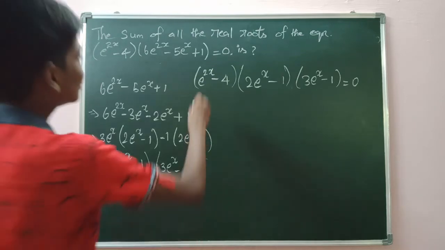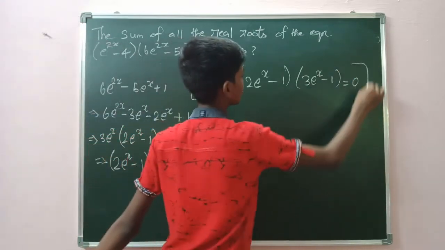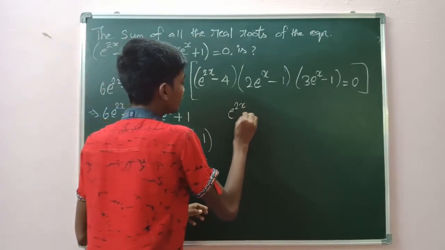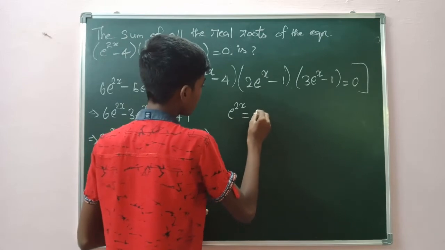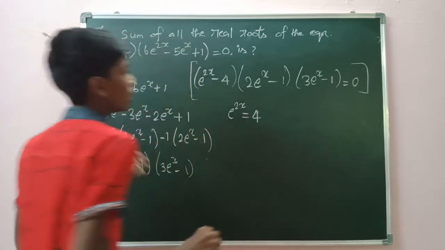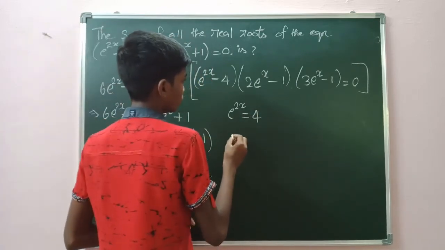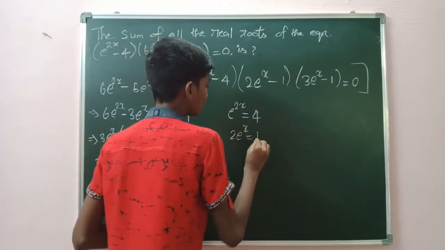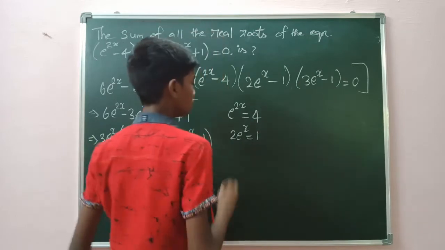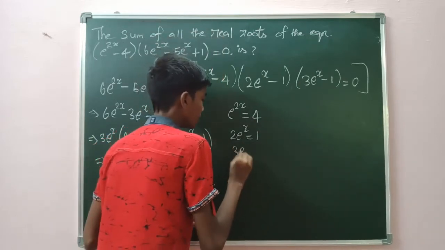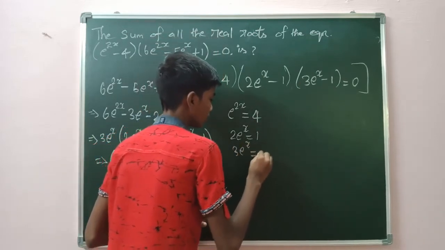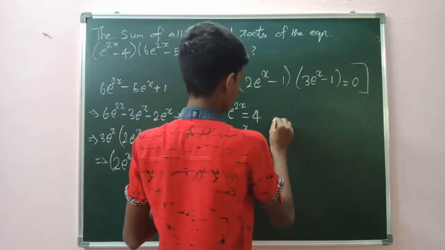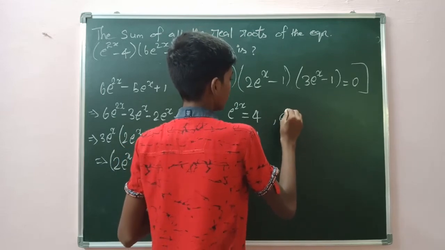Now you are supposed to solve this equation, a very simple task. That means either your e power 2x can be 4, or your 2 e power x can be 1, or when you consider this term, I will get your 3 e power x as 1. So now from this I will get your e power 2x as 4 only. Again I will write your e power 2x as 4.